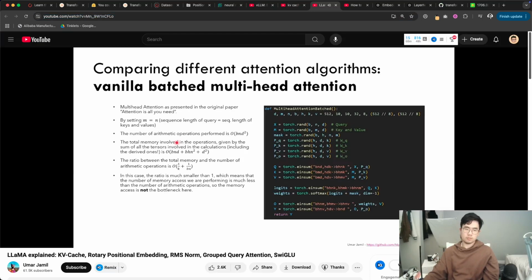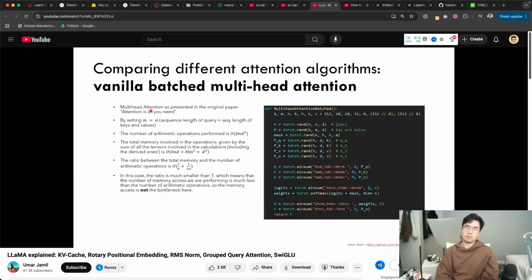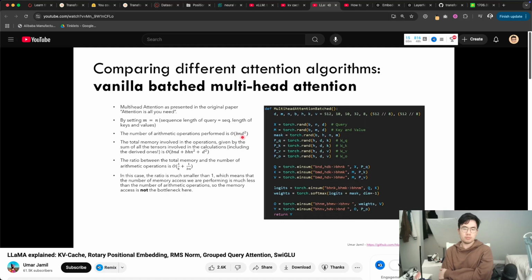He said, well, let's look at the multi-head attention, so the batched multi-head attention. This is the multi-head attention as presented in the original paper, Attention Is All You Need. Let's look at the algorithm and let's calculate the number of arithmetic operations performed and also the total memory involved in these operations. So he calculated that the number of arithmetic operations performed is O of B N D squared, where B is the batch size, N is the sequence length, and D is the size of the embedding vector.